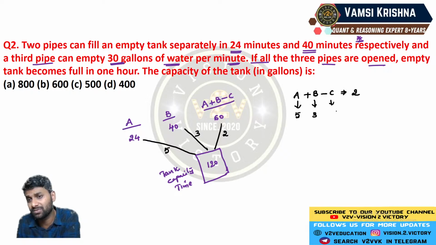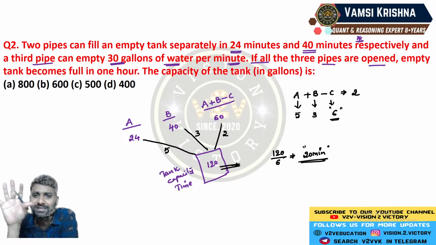Now what about the C value? So it emptied 6 units for every minute. Now for 120 units, how much time does it take? So 120 divided by 6, it takes exactly 20 minutes. So here tap C can empty the whole tank. It takes exactly 20 minutes.